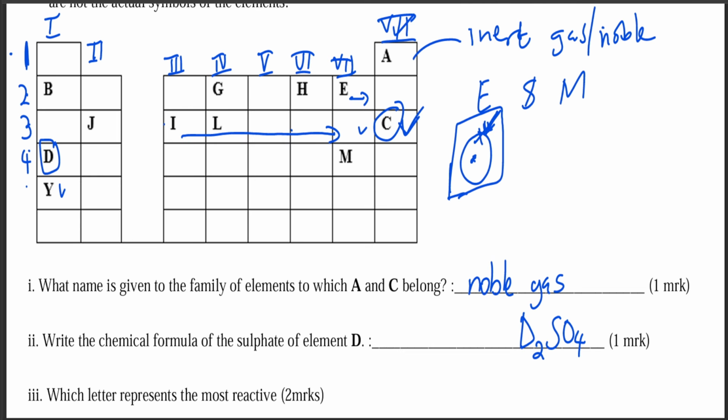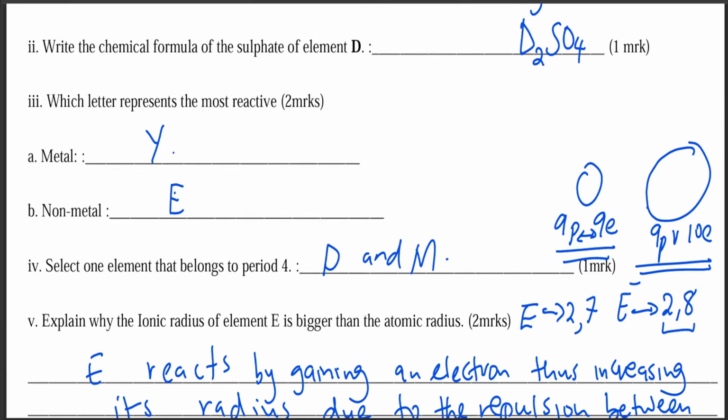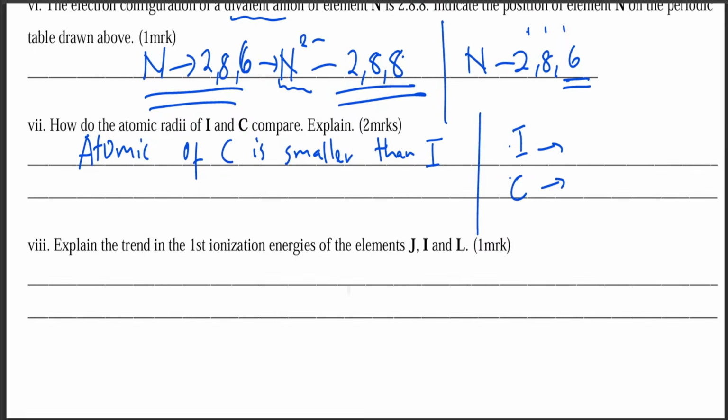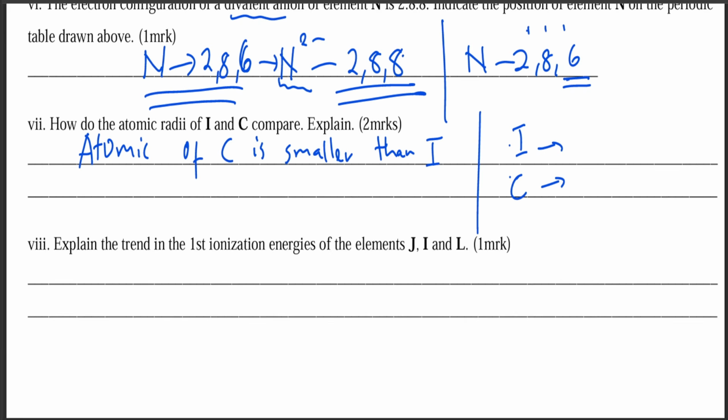When you have more protons, here it is 2,8,3, so it is supposed to be 13 protons. This one has 18 protons. 18 protons is more than 13 protons. Therefore C's energy level will be much more pulled because the nuclear force of attraction will be very strong. So the atomic radius of C is smaller than I, and the reason is very simple.